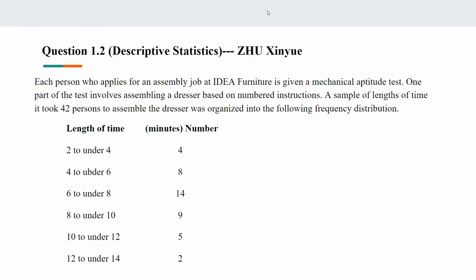Let's move to question 1.2. Each person who applies for an assembly job at IDEA Furniture is given a mechanical aptitude test. One part of the test involves assembling a dresser based on the numbered instructions. A sample of the length of time it took 42 persons to assemble the dresser was organized into the following frequency distribution. This question is about measures of group data. Question A. Compute the mean and the median of the length of time.